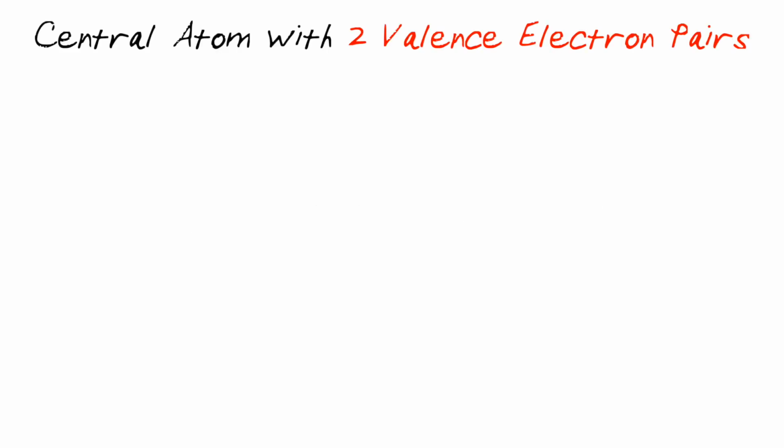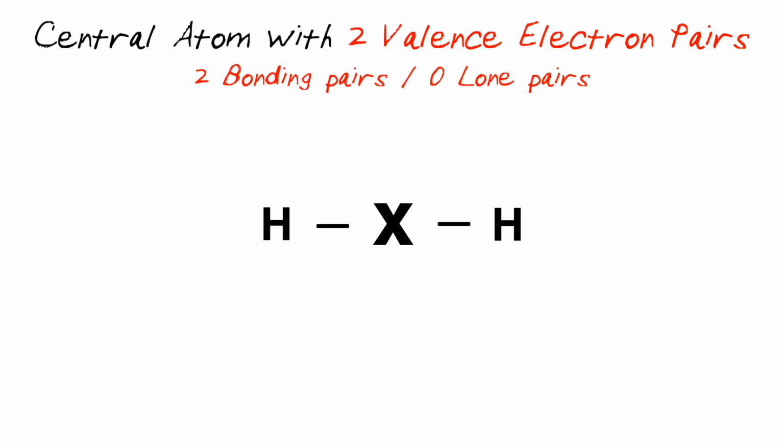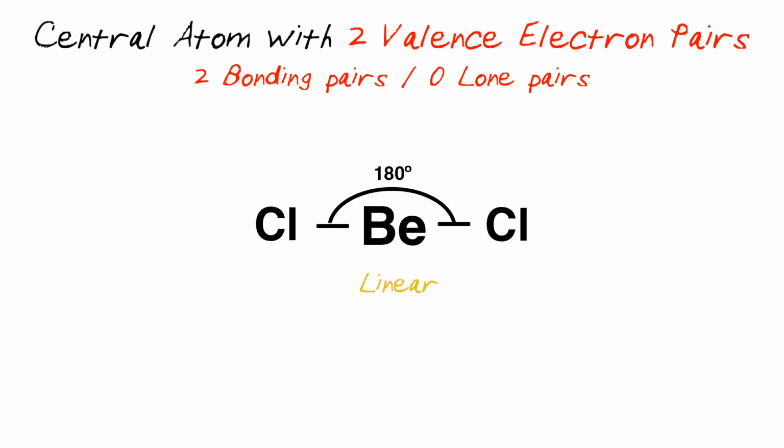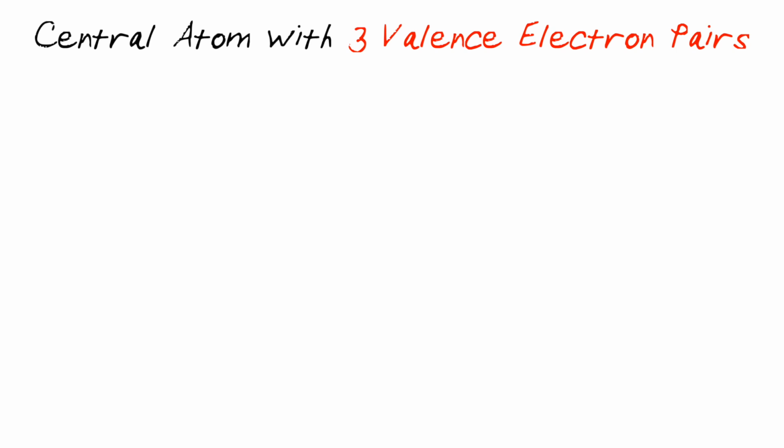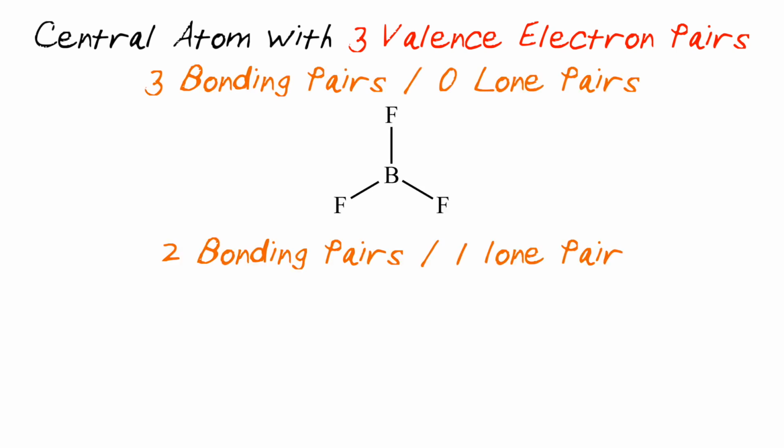We start when you've got a central atom with 2 electron pairs. There's only one scenario you can have here, and that is where both of the electron pairs are bonding pairs. The name of the shape is linear, and the angle between the bonds is 180 degrees. Beryllium chloride is an example. If you've got a central atom with 3 electron pairs, there's 2 situations you can have. An example like boron trifluoride, where there is 3 bonding pairs and 0 lone pairs. In this case, the name of the shape is trigonal planar, and the bond angle is 120 degrees.